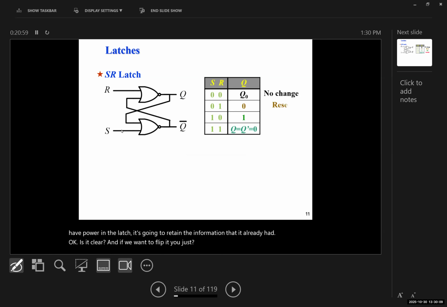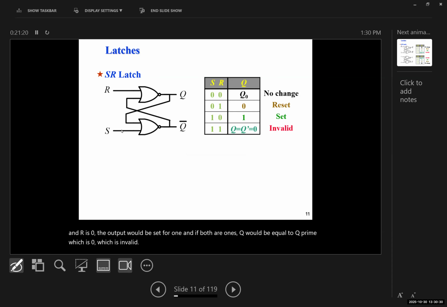Now let's go to the next slide. As mentioned, if S and R are both 0, it's going to be no change. If S is 0 and R is 1, the output would be reset or 0. If S is 1 and R is 0, the output would be set or 1. And if both are 1s, Q would be equal to Q prime, which is 0, which is invalid.